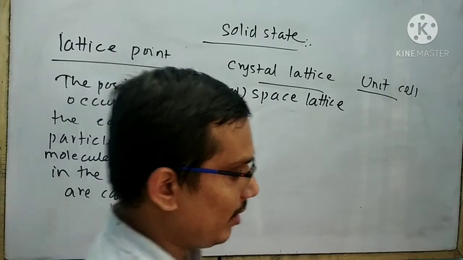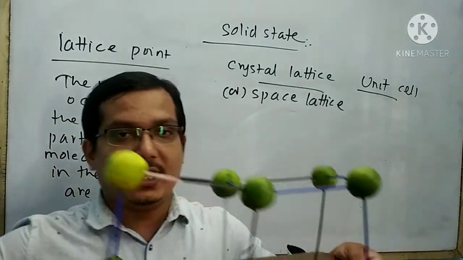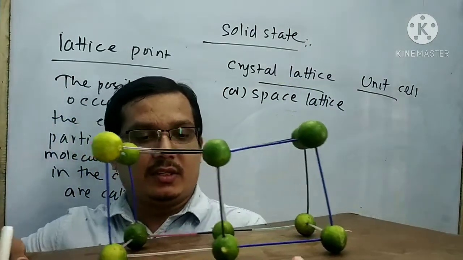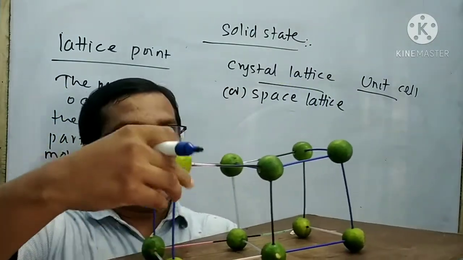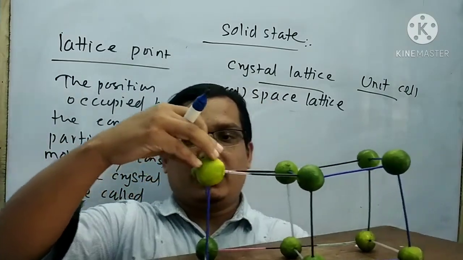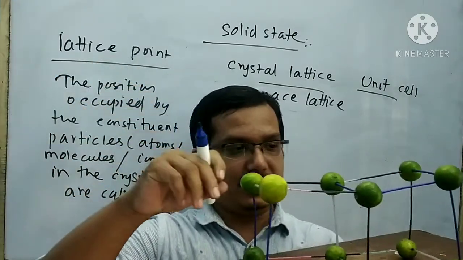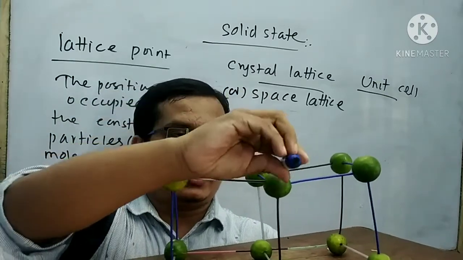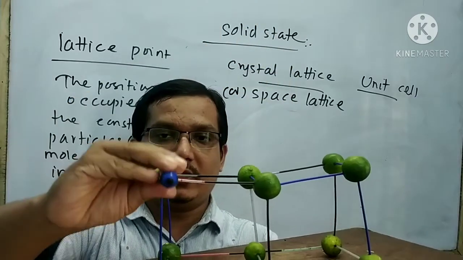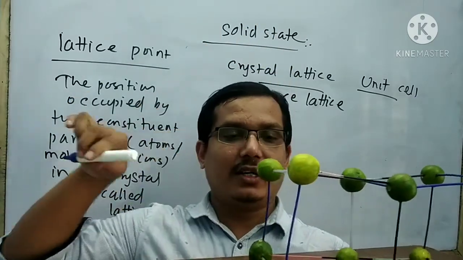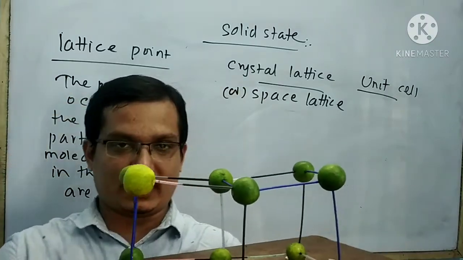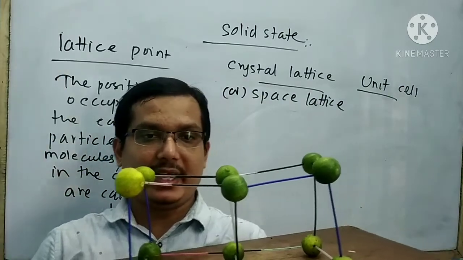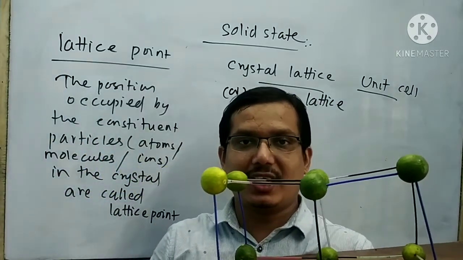Let me explain with the help of a model. This is one type of model. Look at that. You can arrange the lemons in different directions like this. Suppose I want to arrange one lemon like this, in upper direction, in front direction, in back direction, in left direction, right direction, as your choice. You can arrange the lemons in different ways to make a space lattice or crystal lattice.